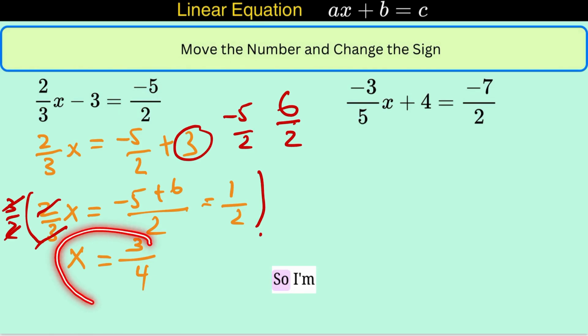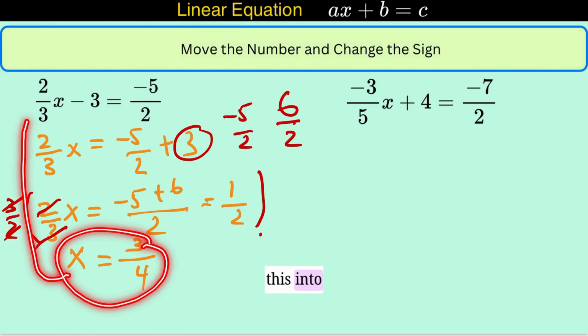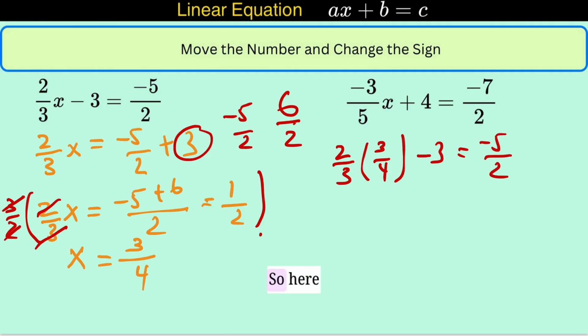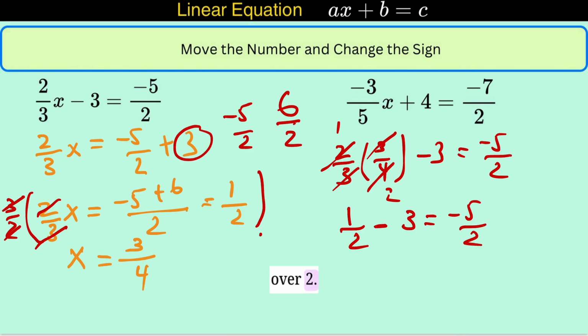Now let's check if this is correct. How are we going to check? I'm going to plug this into the original equation. Then I'm going to do 2/3 times 3/4 minus 3 is equal to negative 5 over 2. So here, cancel 3 with 3. Then 2 divided by 2 is 1, and 4 divided by 2 is 2. So I have here 1 over 2, negative 3 is equal to negative 5 over 2.